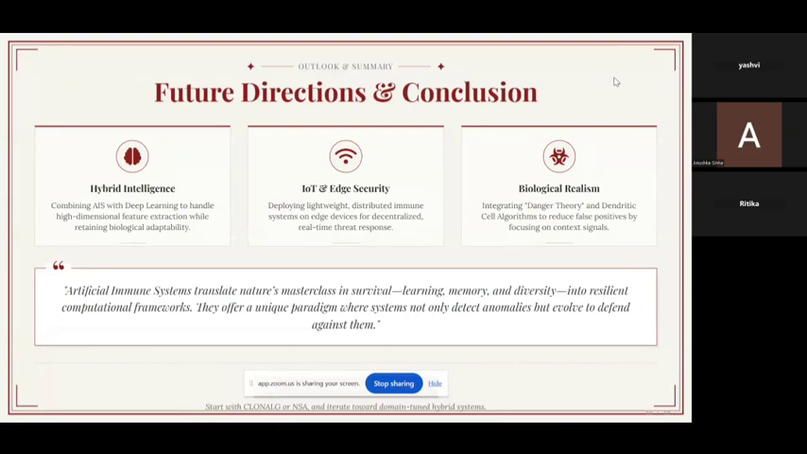Now that we have discussed challenges and limitations, as well as solutions for dealing with those challenges, in this slide we will be discussing the future directions and conclusions.